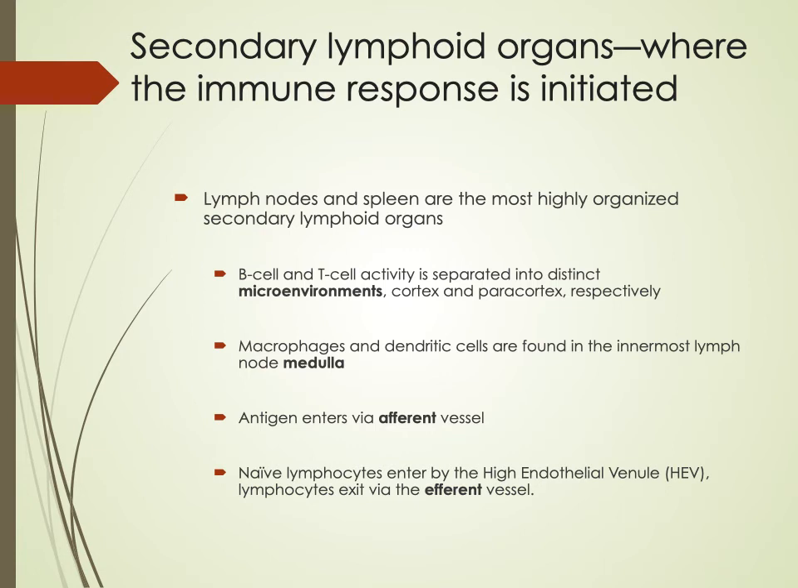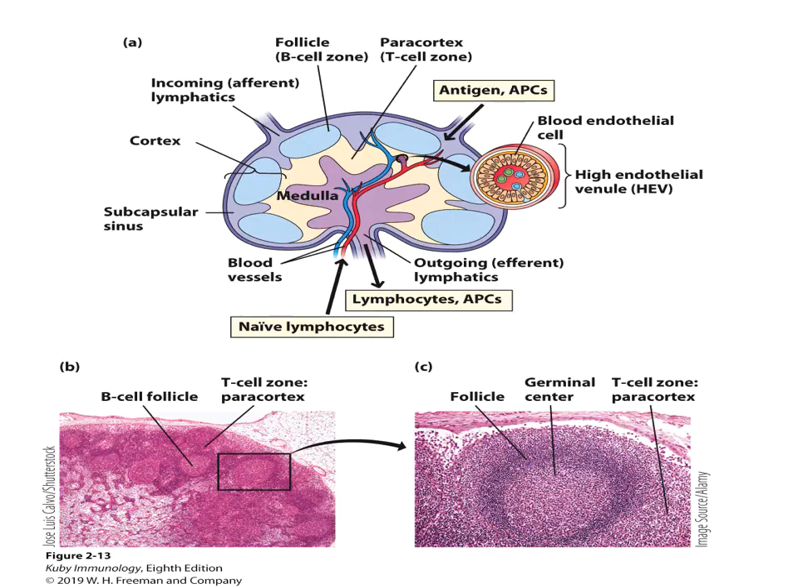One of the things you'll notice is that there are more afferent vessels than efferent, and that is to slow down the flow of the lymph, the fluid coming in, so it gives these cells more time to interact with the material, potential antigen.